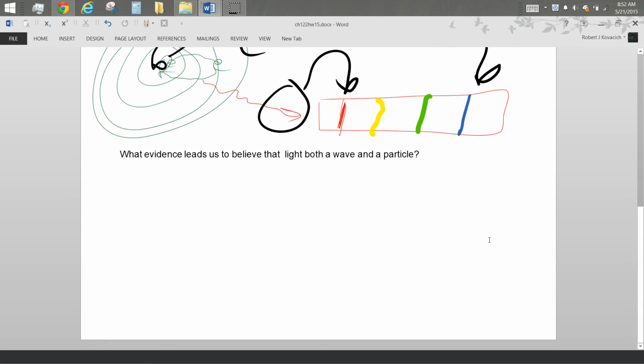Okay, how about this one? What do we have for evidence that it's a wave?